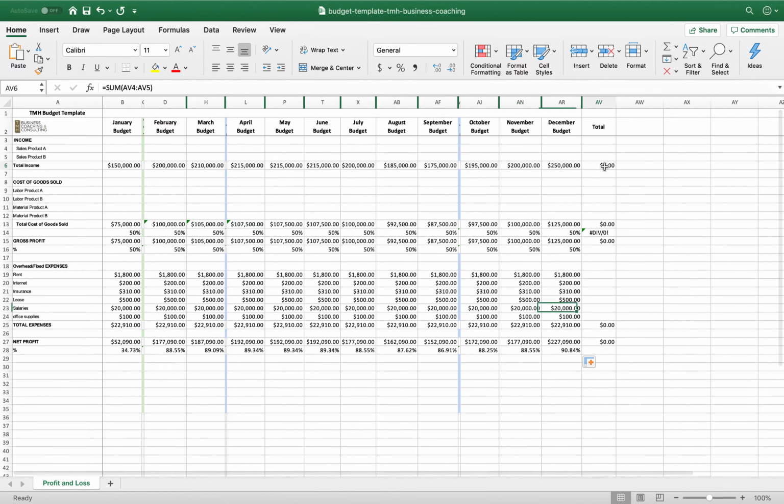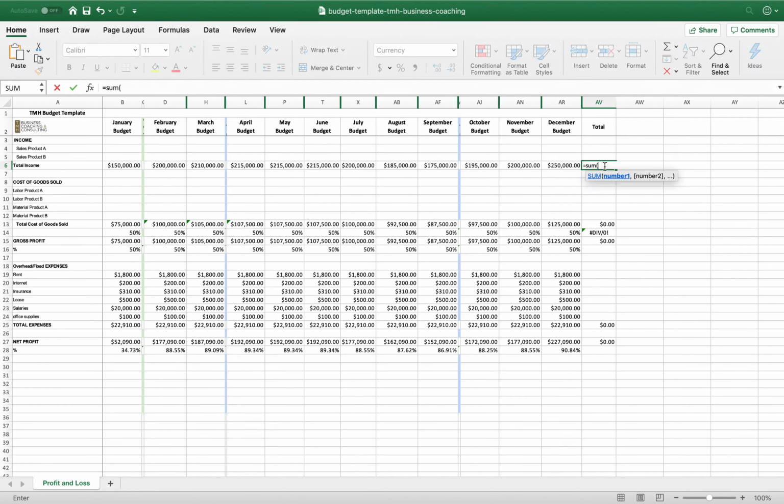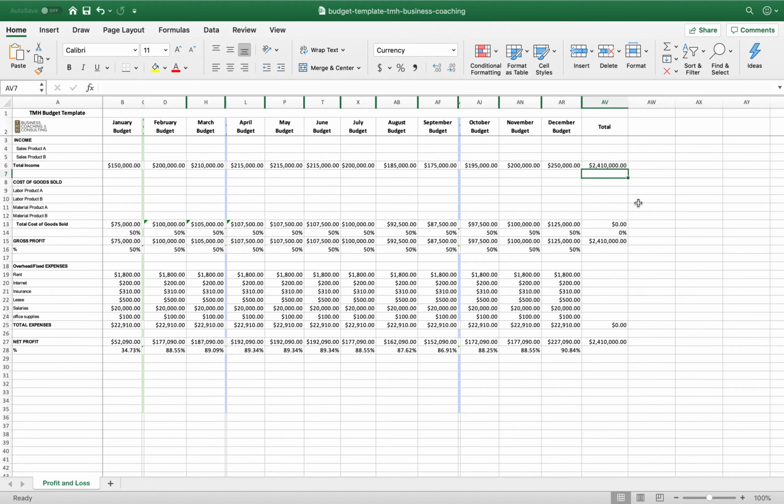And then obviously the total is just going to be the sum of all of these. Just want to check my math here. So this plus this plus this plus this plus this plus this plus this.